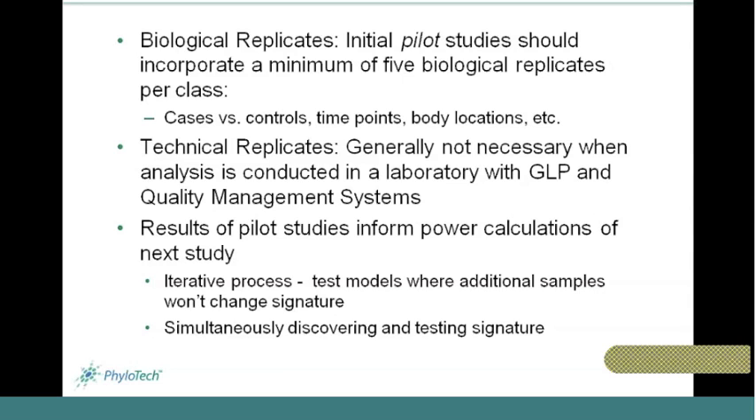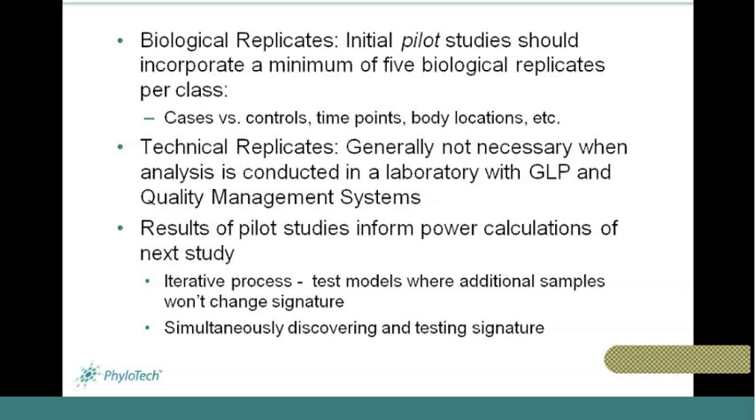Results of pilot studies inform power calculations of the next study. And keep in mind that this is an iterative process. So it's important to think in terms of sample accrual and having extra samples that you can add to your study if it looks like you need to add those to help really establish that biomarker panel that you want to take forward. So thinking in terms of a contingency plan that includes banking extra samples, and thinking in terms of the statistical power demonstration is an iterative process during the pilot study, and you'll want to continue to revisit that and test models where additional samples will challenge the signature.